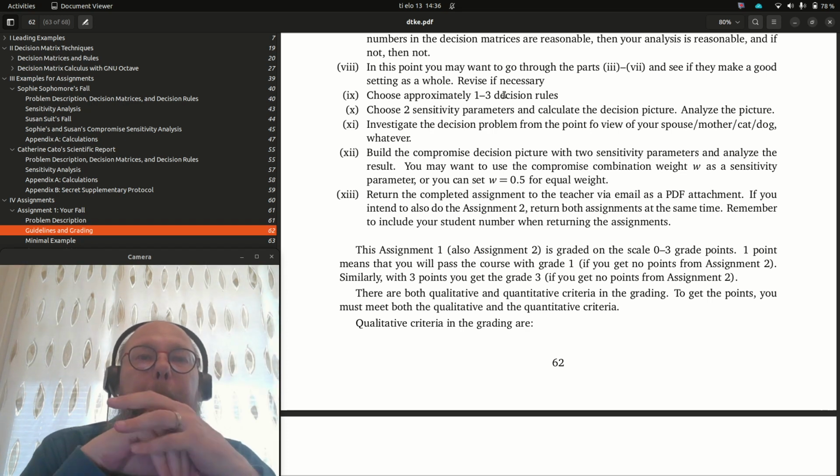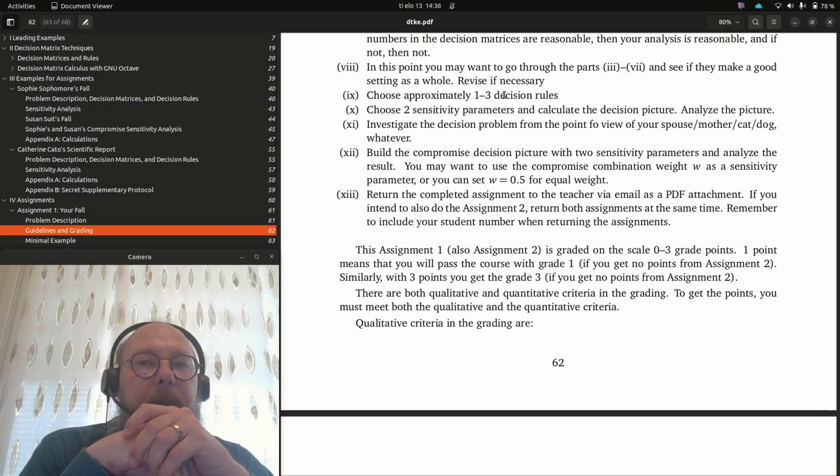Then point 10, choose 2 sensitivity parameters and calculate the decision picture and analyze the picture. So this is basically solving the problem. Then point 11, this is what we call the compromise setting. So investigate the decision problem from the point of view of your spouse or mother or cat or dog or whatever.